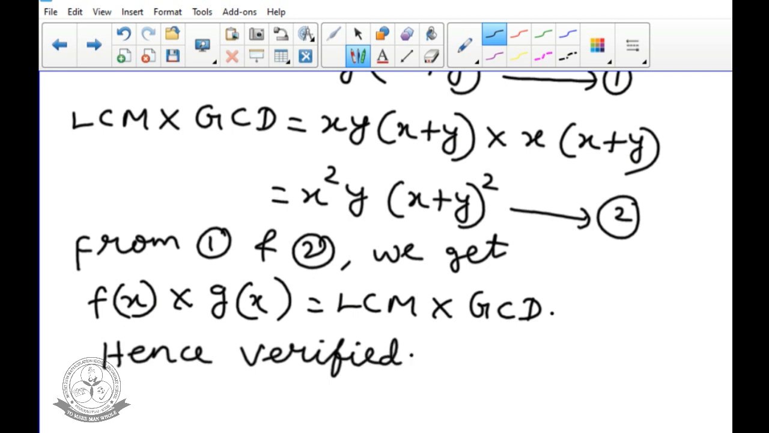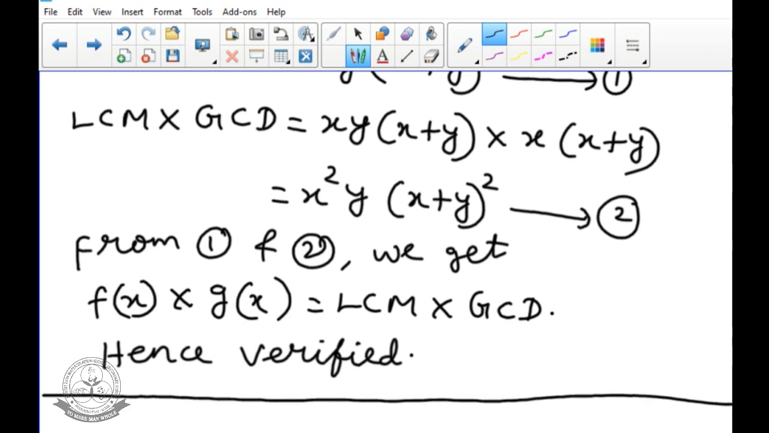In the first sum, they also find the LCM and GCD. Then they also verify whether the product of f of x and g of x equals LCM into GCD or not. The first one, they gave 3 subdivisions, and in all 3 subdivisions the product of f of x and g of x equals LCM into GCD. So the first sum is over. Next, we are going to see the second one.